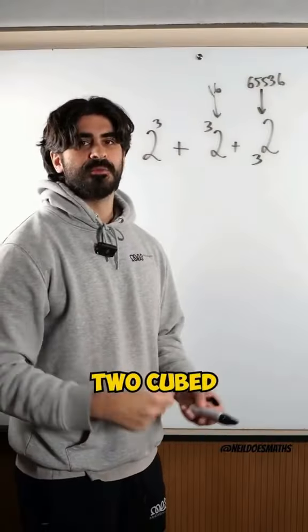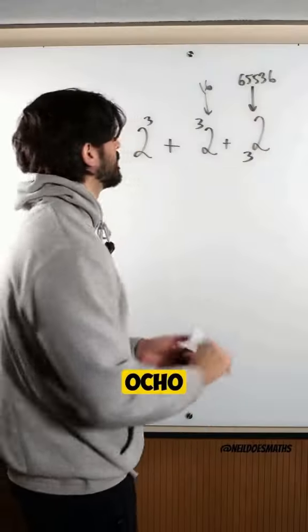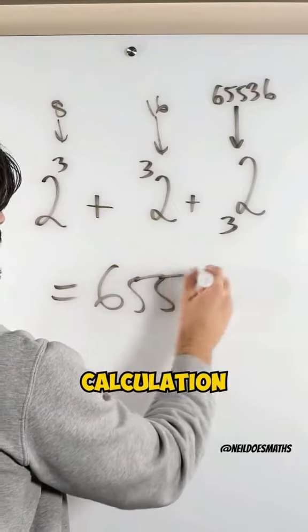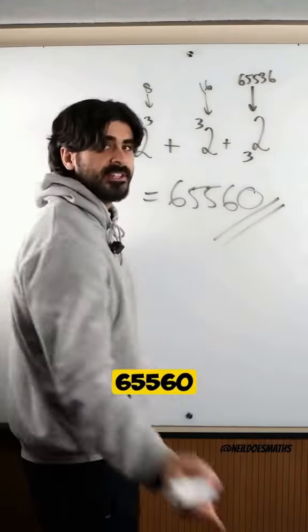Finally, we have 2 cubed. 2 times 2 times 2 is 8. And finally, we add up all of these values, which is a super easy calculation, 65560. Nice.